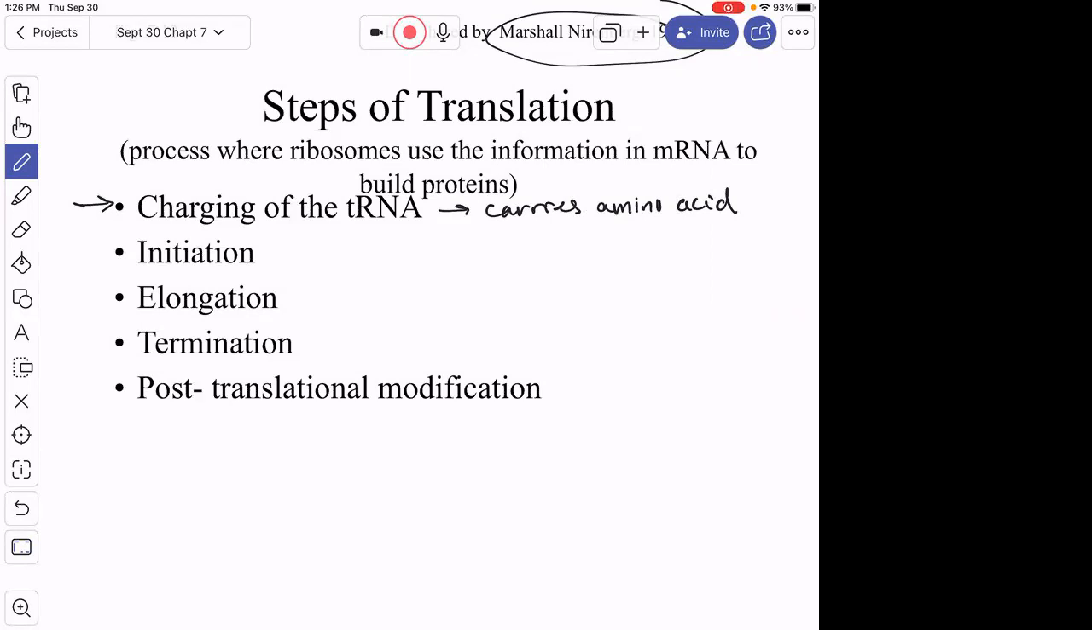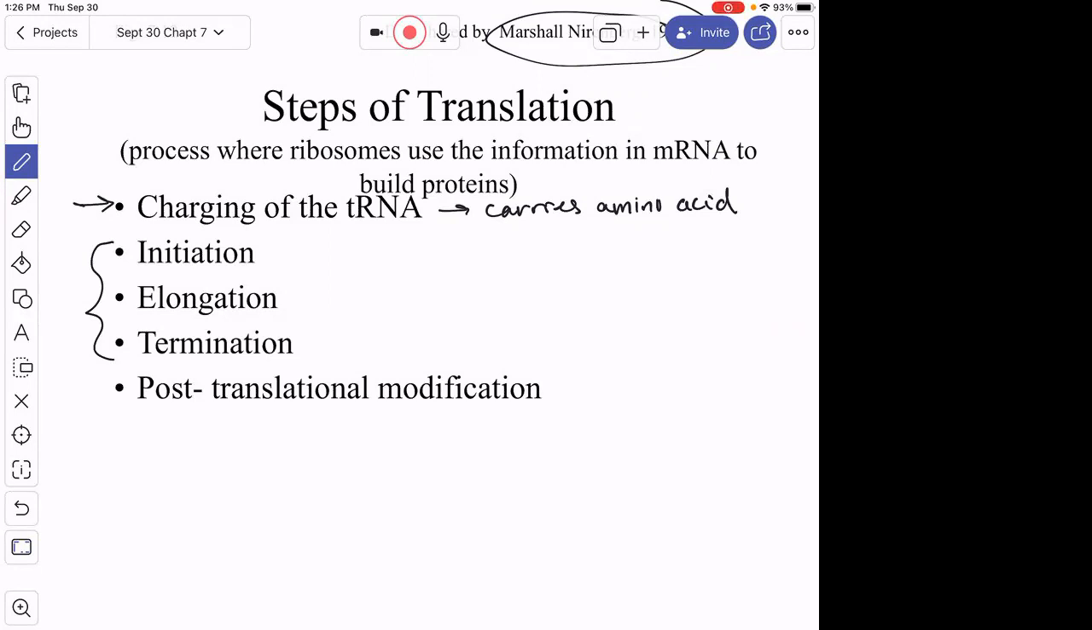And then this should look familiar, kind of the same way that we describe the steps of transcription: initiation, elongation, and termination. So you're going to want to be careful as you're studying to keep transcription events separate in your mind from translation.